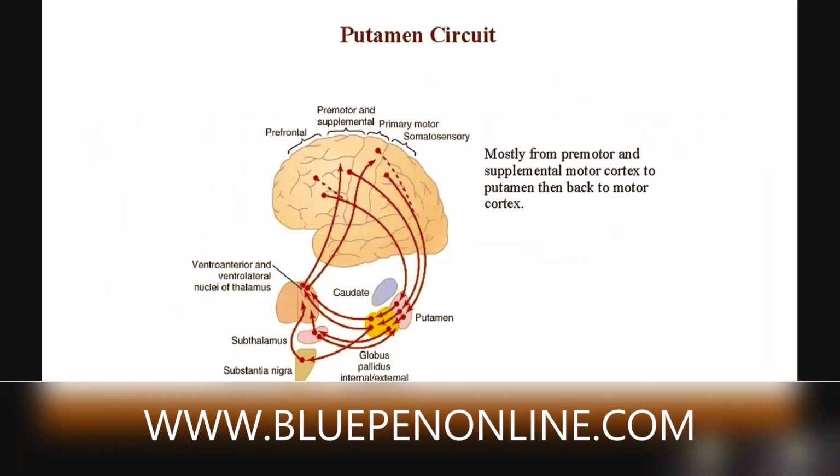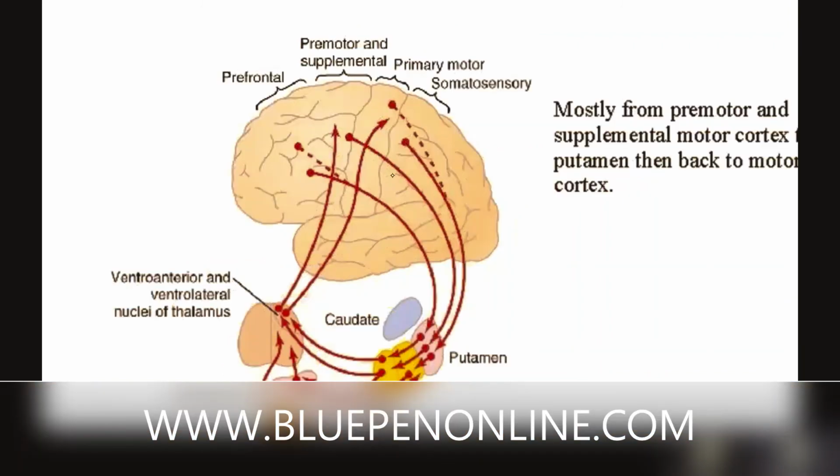Now this is the putamen circuit. Here, I have just shown the circuit only. I have not given the complete part, meaning the connection with the upper motor neurons and the pyramidal path. I'll just show you the main parts.